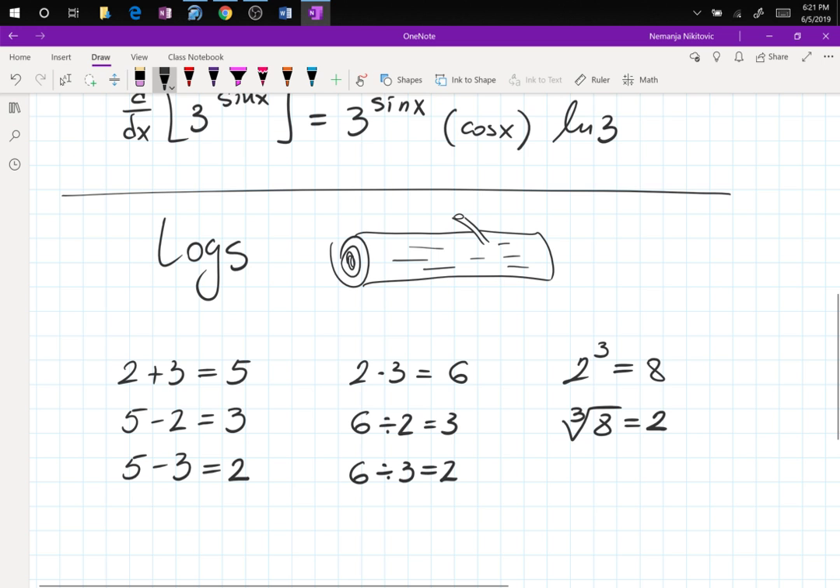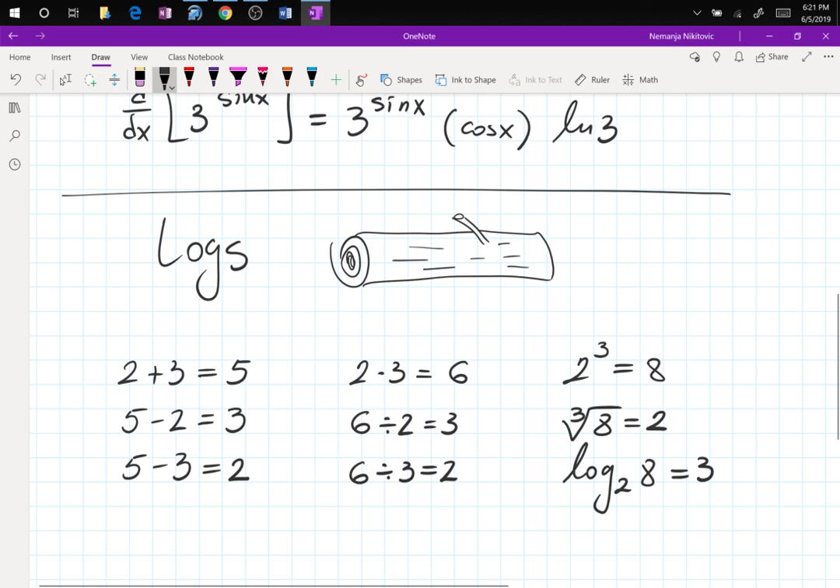Yep. You find the log of 8. The base is 2. Log base 2 of 8 is 3. That's where they fit, if you never understood where the logs fit in the universe.